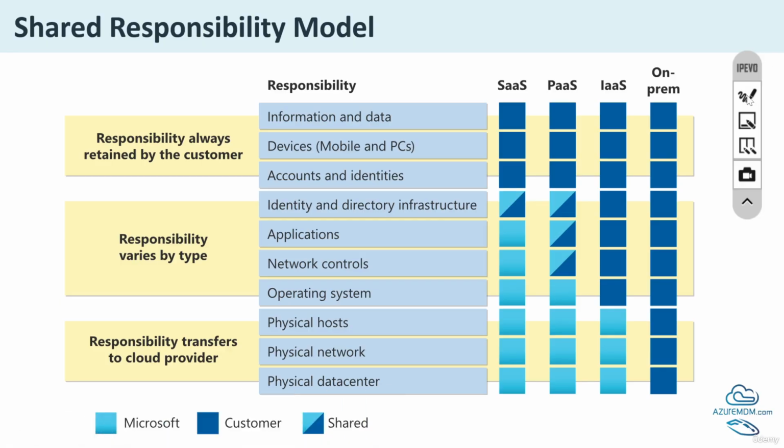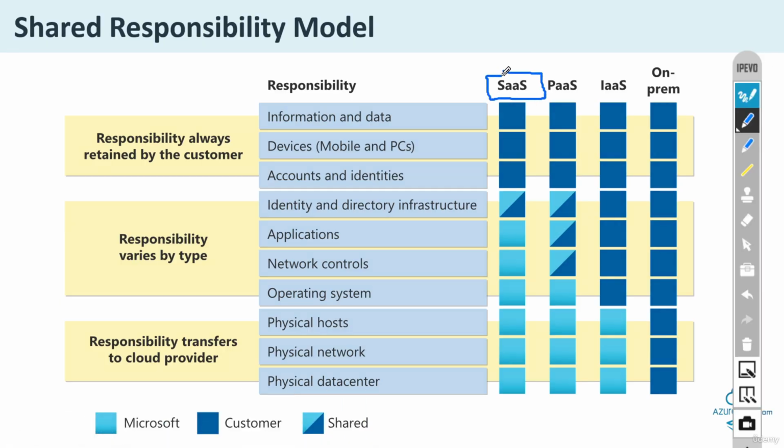Now we'll understand this diagram. SaaS is mentioned, which is called software as a service. PaaS is platform as a service, and IaaS is infrastructure as a service, and this is for the on-premises environment. You can see the responsibility is always retained by the customer: information and data, devices, mobile and PCs, accounts and identities. In SaaS, this basically depends on the customer side. All these services are borne by the customer.